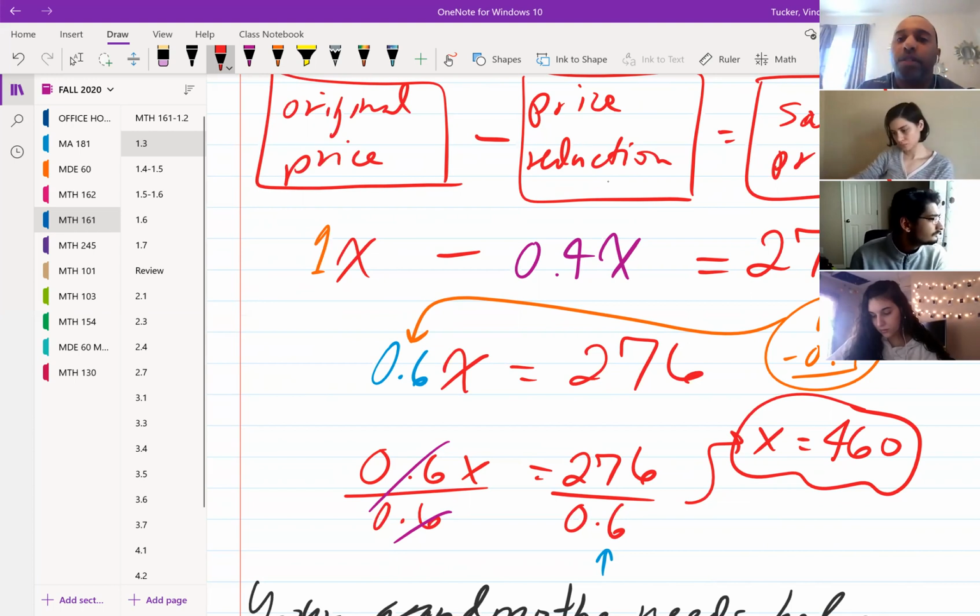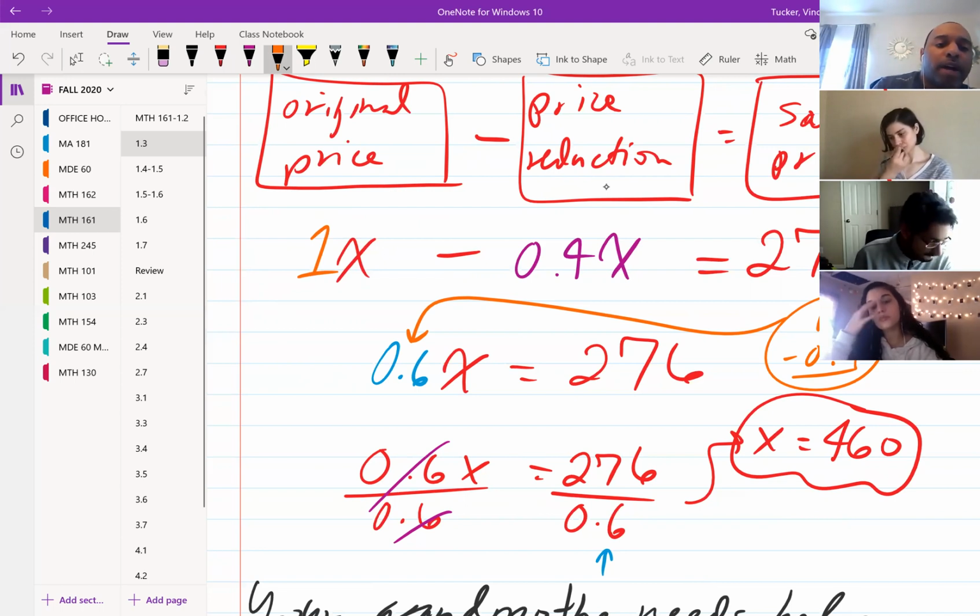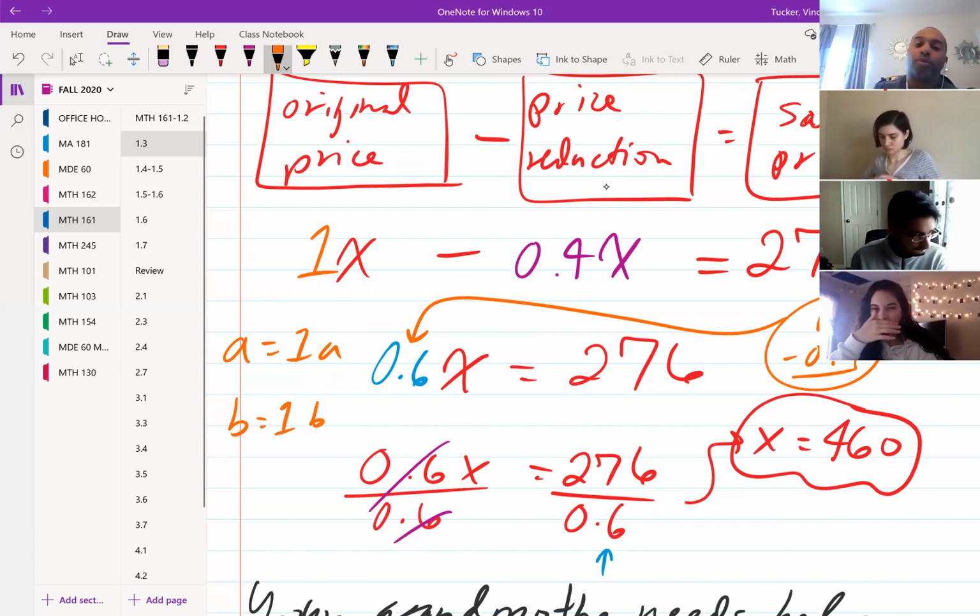All right, chat. Yes, there's a 1 that's sitting in front of X. Whenever you have a variable, they assume you know that there's a 1. So if I have A, that's 1A. If I have B, that's 1B, and so on. So a variable standing alone will always have a 1 in front.